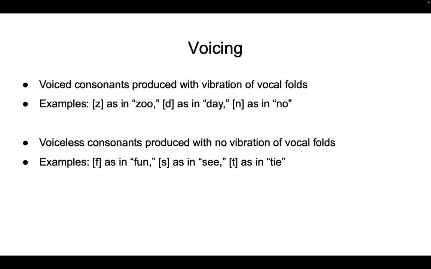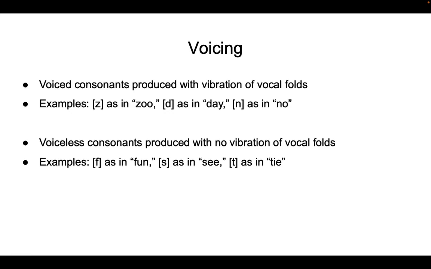So the first phonetic feature is voicing, and that refers to whether or not there is vibration in the vocal folds when you say the consonant. So voiced consonants are consonants that are produced with vibration of the vocal folds. Examples: z as in zoo, d as in day, n as in no.